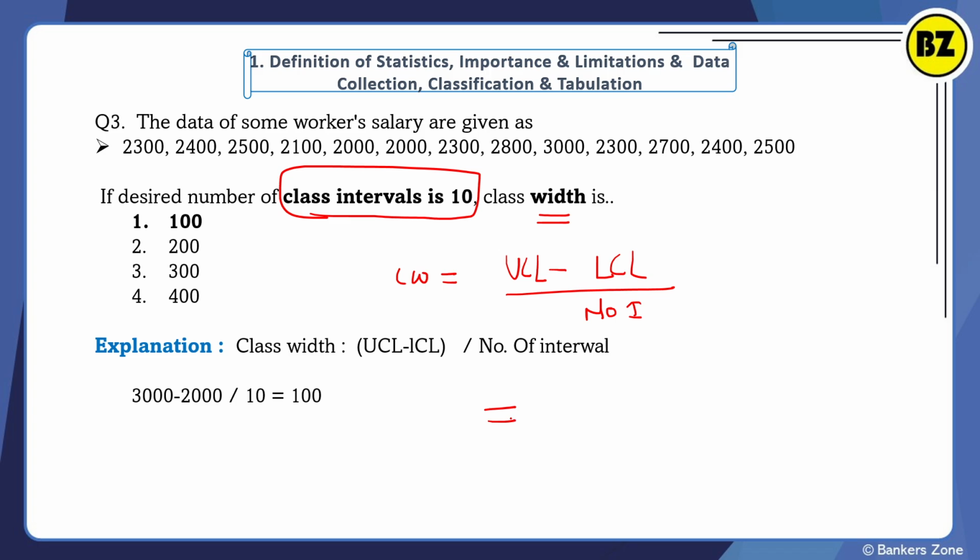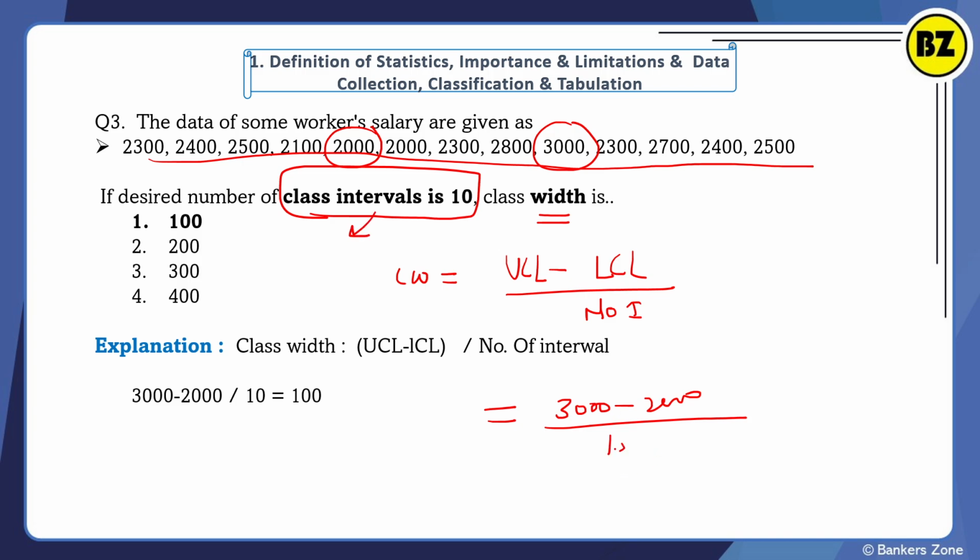So what is the upper class limit? You can check out here. These are the classes. What is the upper? The highest, 3000, is the highest. What is the lowest? You can see 2000 is the lowest. So upper is 3000 minus lower is 2000, divided by the number of intervals. The number of class intervals is 10, so it will be 1000 upon 10, which is 100. So 100 will be your answer. So option number first is correct.